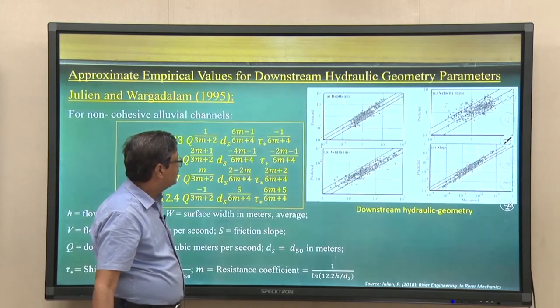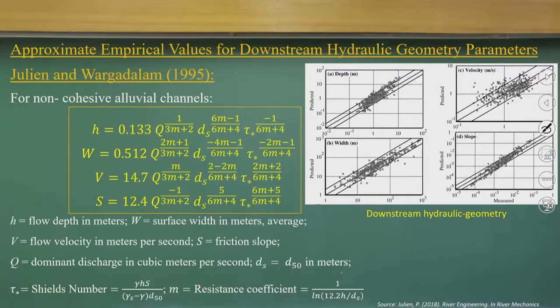Now the next part is quite interesting, given by Julien in work done in 1995. The relationship between flow depth, width, velocity and slope is a function of Q, d s and tau star, a higher version than Lacey's equations. The power exponent depends upon the m value. So m is a resistance coefficient, which also has a relationship with relative submergence depth.